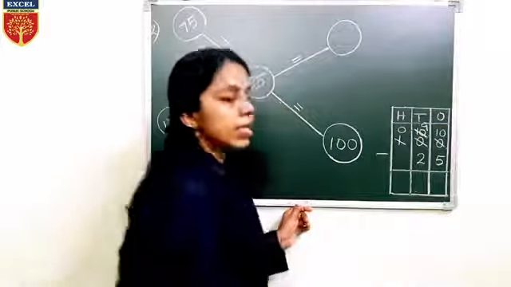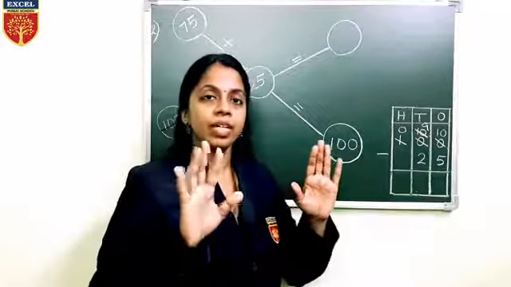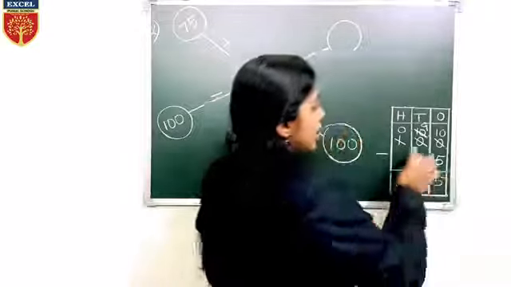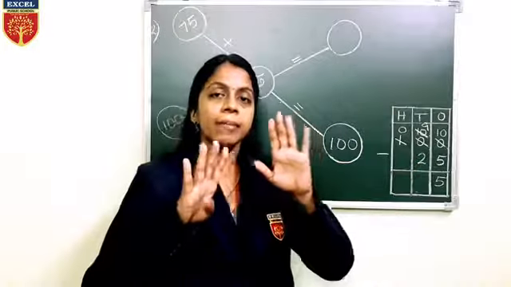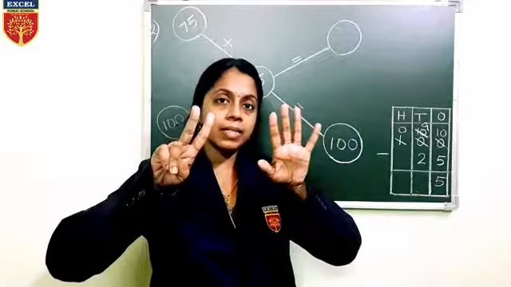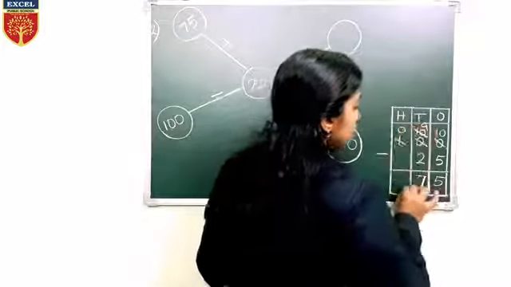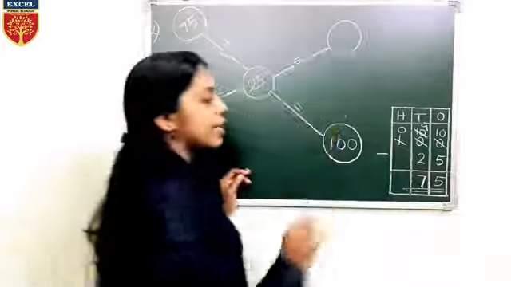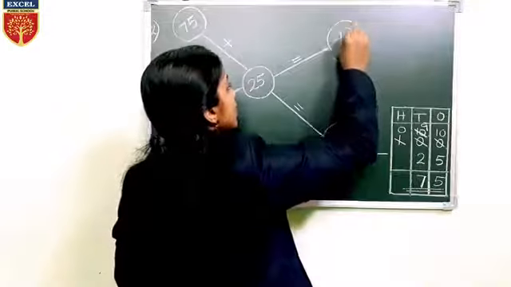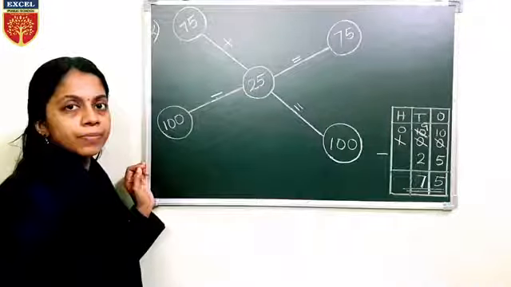Now subtract 10 minus 5. 4, 5 fingers. Balance 5. 10 minus 5 is 5. 9 minus 2. 1, 2. Balance 7. 9 minus 2 is 7. Here it is 0. So no need to write. So we got the answer 75. Write that 75 here. So we found all the missing numbers.